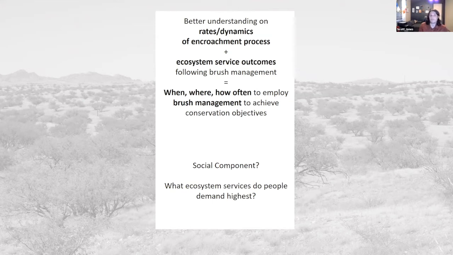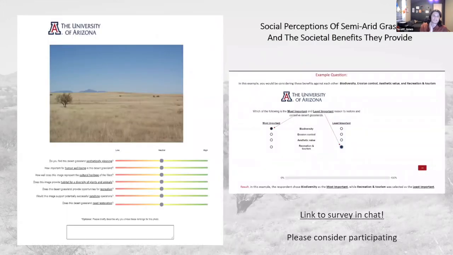So if one thing is very important, we could funnel all of our resources into that area and most likely protect that service in that small location. So understanding what people actually want from the landscape on top of these things can truly give you proper management of those areas. And before I close out, I'll be a little selfish and self-promote this study I'm doing right now to address this issue that Larry Fisher and I are working on, trying to capture the social perceptions of semi-arid grasslands and the societal benefits that they provide.